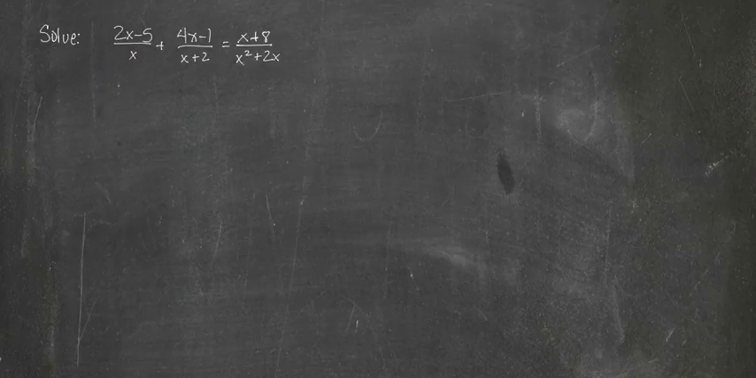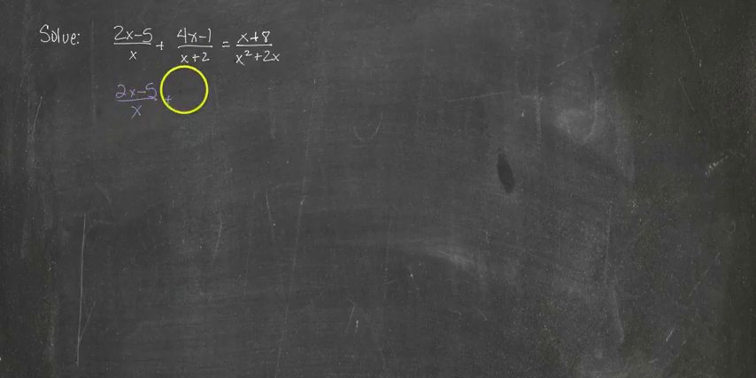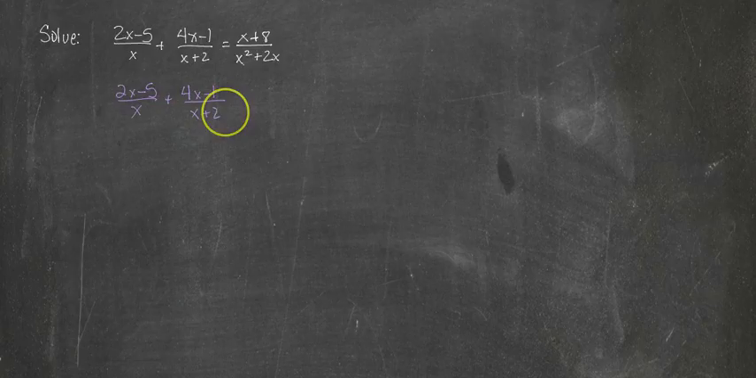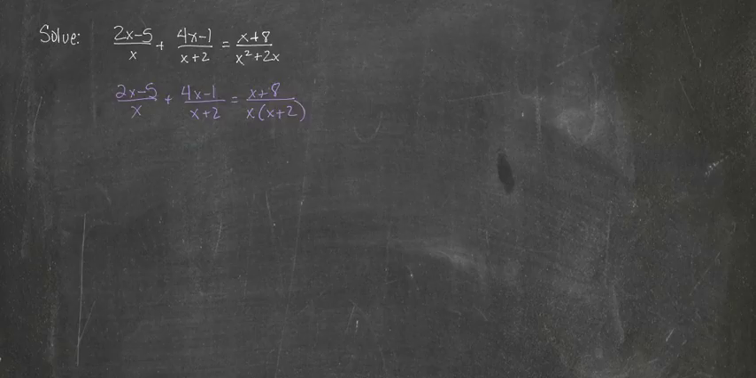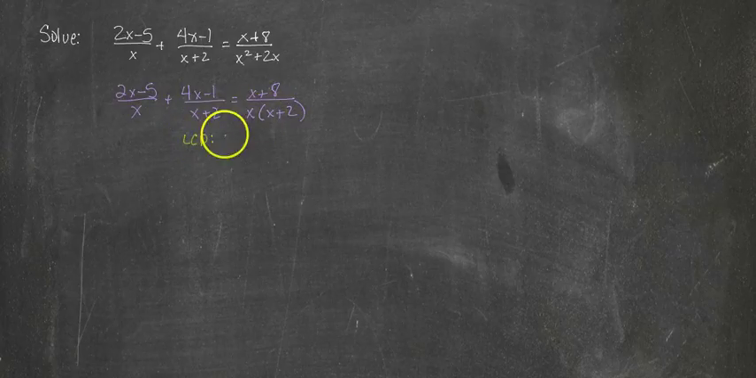So I'm going to factor. Well, (2x - 5)/x is already factored, plus, again, (4x - 1)/(x + 2), already factored, and that equals x + 8, already factored, but the denominator needs to be factored. So I get x times (x + 2). I don't know what made me think that was an ugly one, but at first glance I thought it was. But now I can see by breaking it down that it's really not all that ugly. So, lowest common denominator happens to be x times (x + 2).